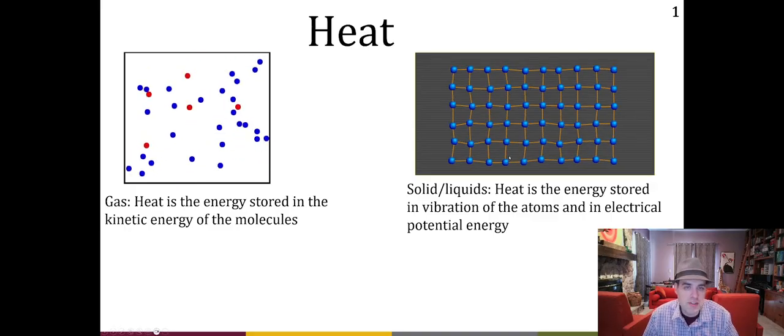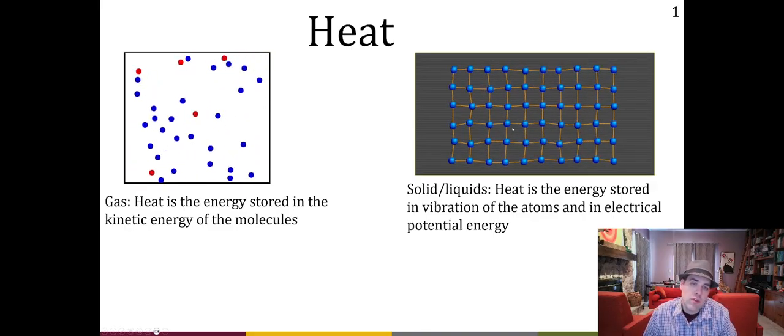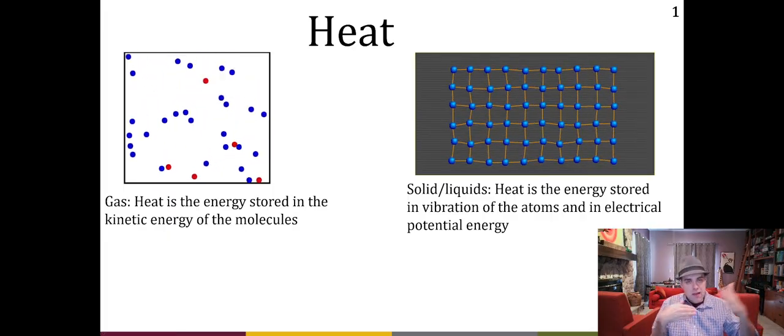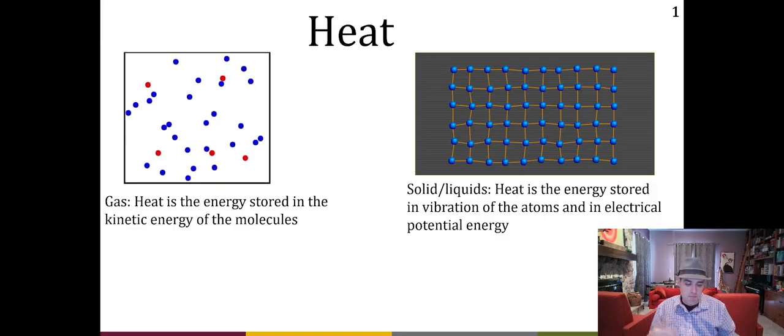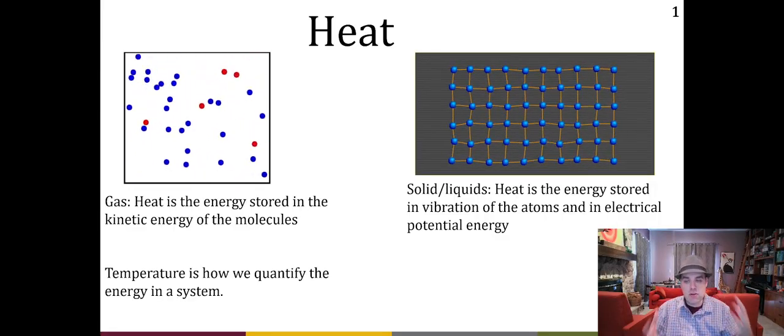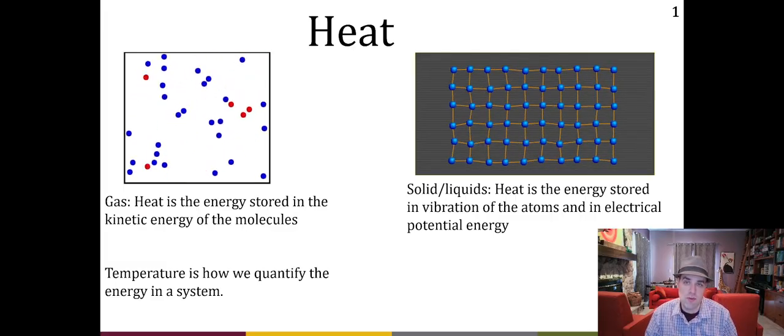Similar thing for solids and liquids. There's also energy stored in the chemical bonds. And so there's going to be the kinetic energy of the vibration and the electrical potential energy in the chemical bonds. So when you think about heat and temperature, I want you to think about energy. This is how much energy is stored in the system.